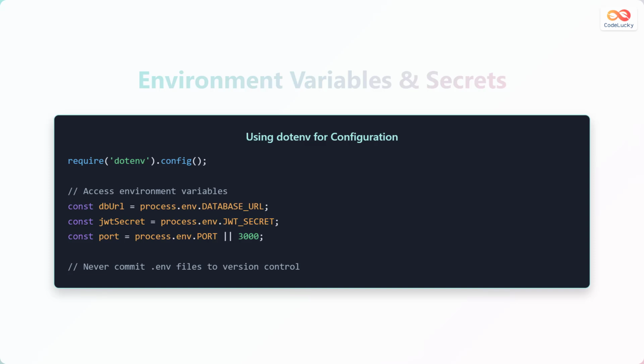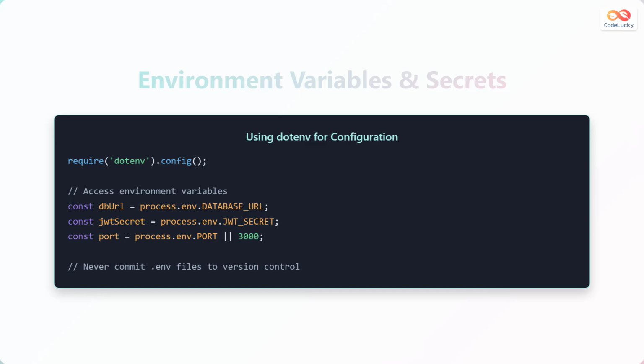Next, let's talk about environment variables and secrets. Sensitive information, such as database URLs and API keys, should never be hard-coded in your application. Instead, store them as environment variables. Here's how to use dotenv for configuration.